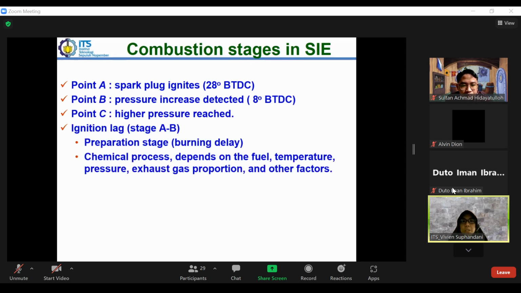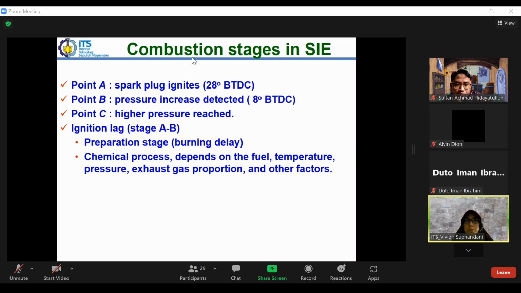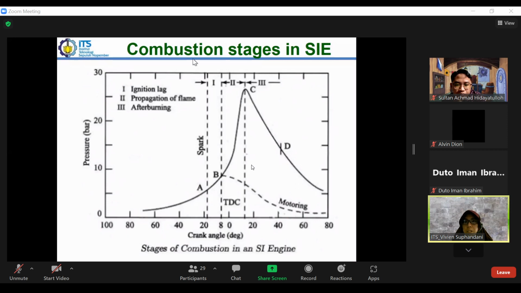And afterwards, we will have the afterburning process. We see that we have the ignition lag. What happens in the ignition lag is the preparation stage, or the delay of the burning. This depends on the chemical process, the fuel, the temperature, the pressure, the exhaust gas proportion and other factors. And from point B to C is the flame propagation, in which it will reach the maximum pressure.